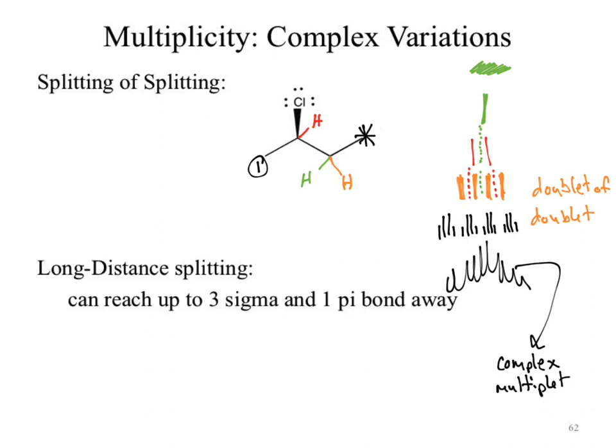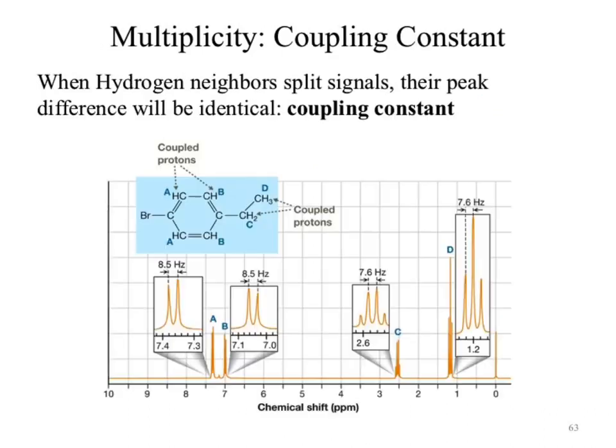So that is your complex splitting patterns. You can also see something known as long distance splitting. It usually centers on pi bonds. So we can expand the 3 bond rule to 3 sigma bonds and 1 pi. Super rare, but it can happen, and it usually happens around aromatic rings. I'm just going to put it on the slide. You're not getting tested on this next part.